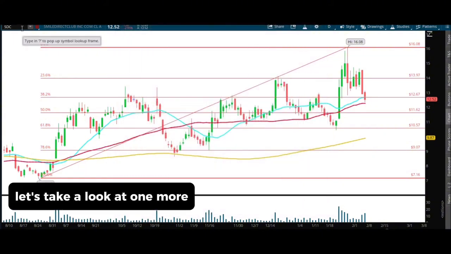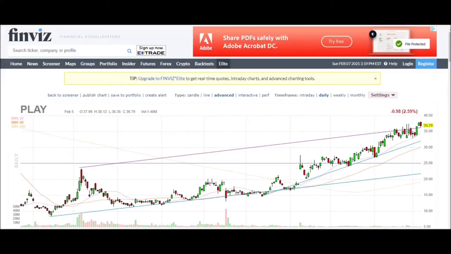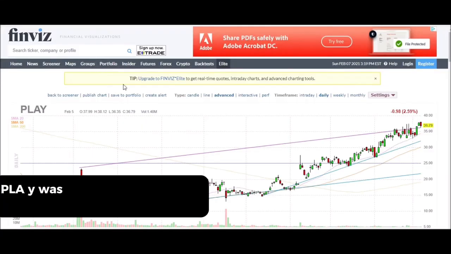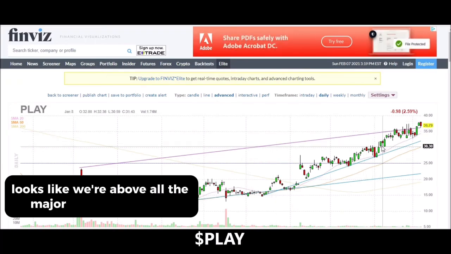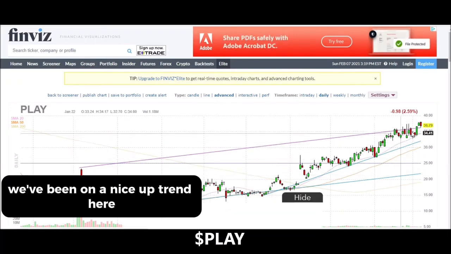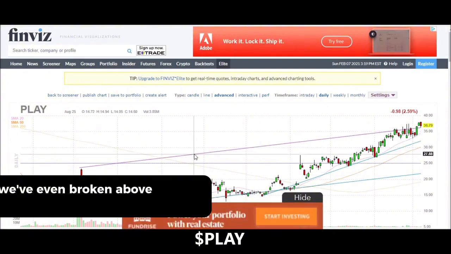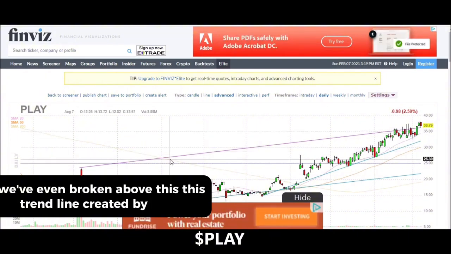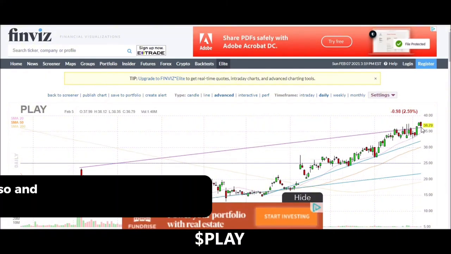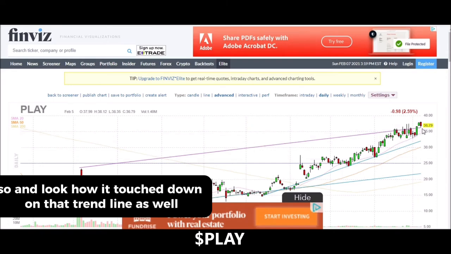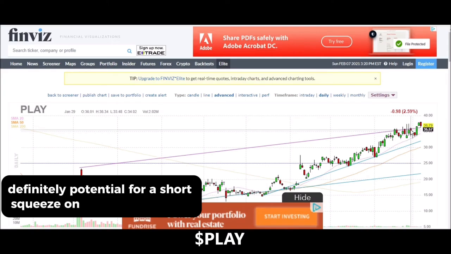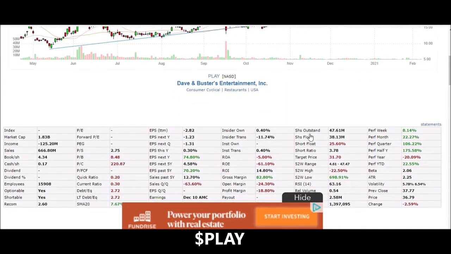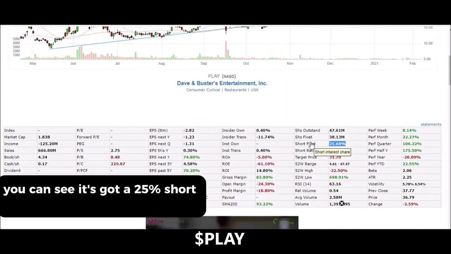Let's take a look at one more. Dave & Buster's, PLAY, was another one that looked good in the scan here. Looks like we're above all the major moving averages. We've been on a nice uptrend here. We've even broken above this trend line created by Finviz. And look how it touched down on that trend line as well. Definitely potential for a short squeeze on Dave & Buster's. You can see it's got a 25% short float.